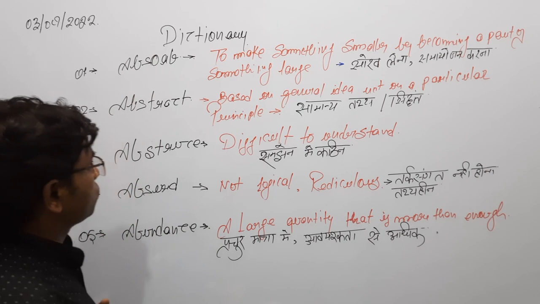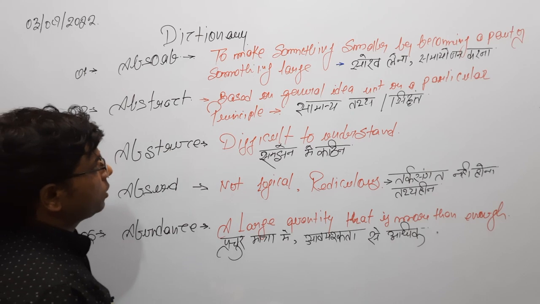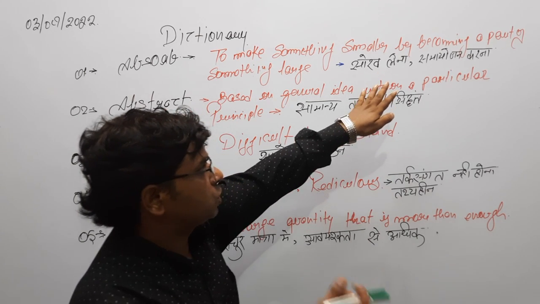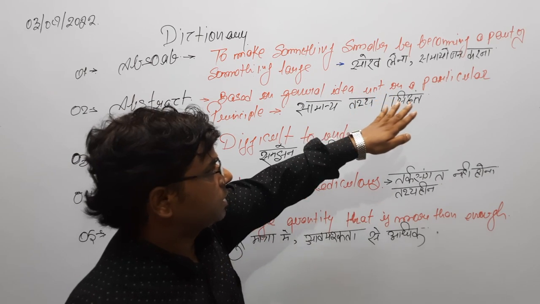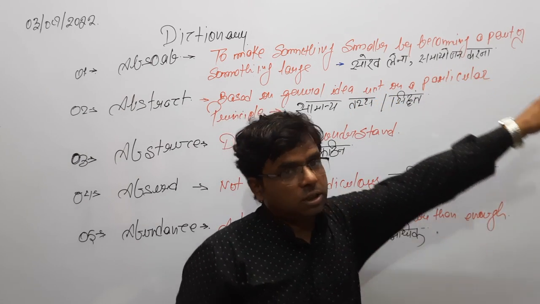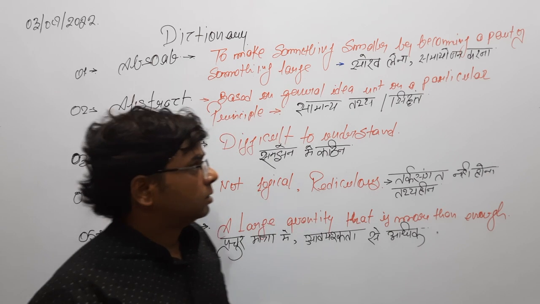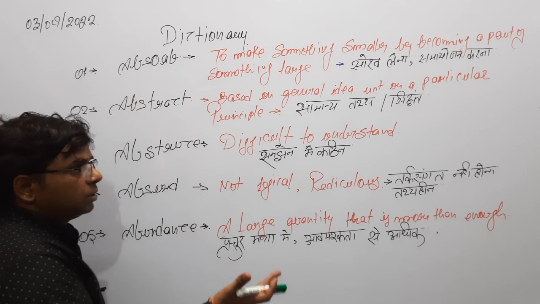Right? So to make something smaller by becoming a part of something larger, that means सोख लेना. JDU has सोख to Rashtriya Samta Party, or JDU has समायोजन, that means समायोजन of Rashtriya Samta Party into the JDU.